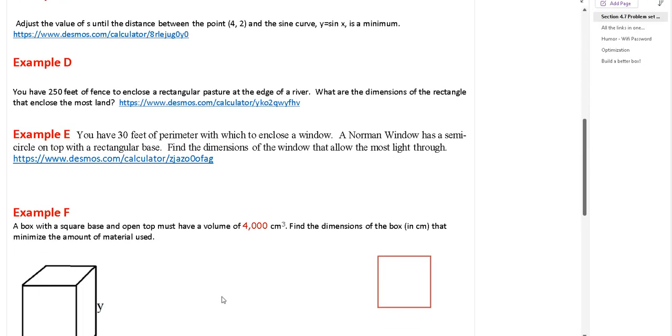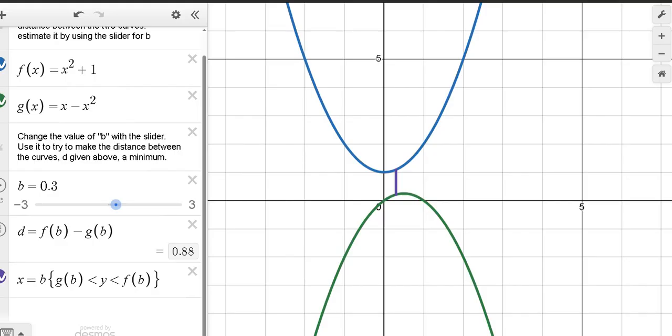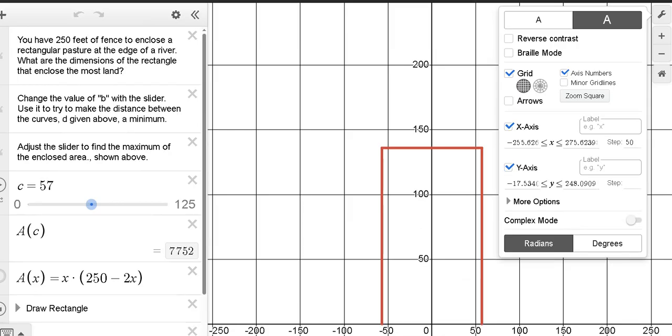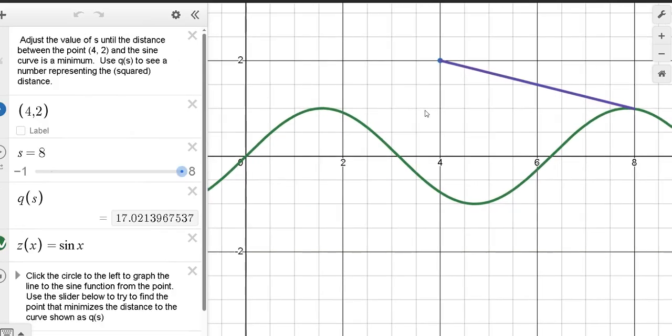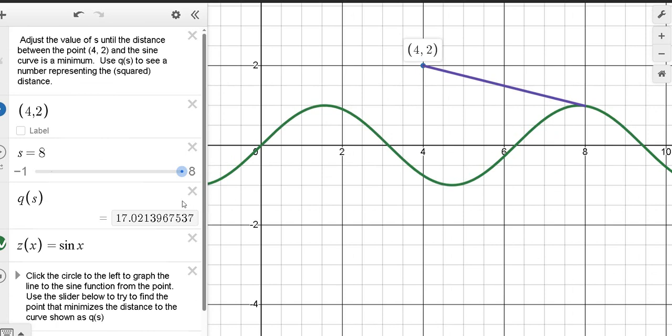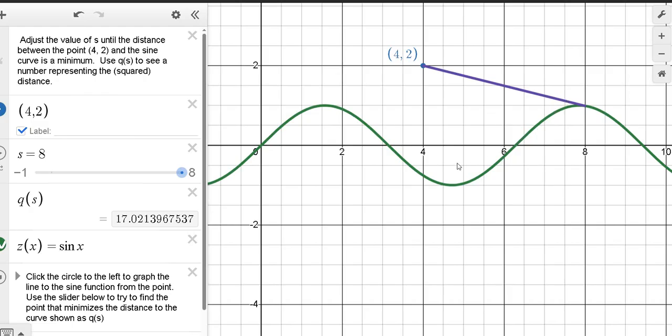Let's take a look at example C. We want to try and find a point on the graph of y equals sine of x so that this point, the point 4,2, has a minimum distance to the sine curve. All right, so what's all that looking like? Well, I'm glad you asked. Here we go. So here's the point 4,2. And what I want to do is find a place on this curve so that the distance between these two things is the minimum.